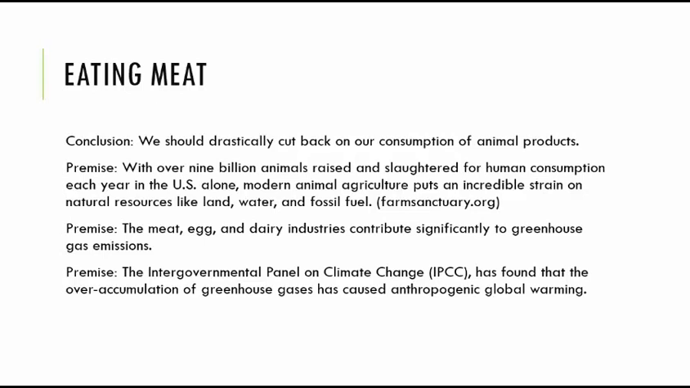So I've decided that I'm going to argue that we should reduce our consumption of meat based on environmental reasons. I found a fact sheet from the Humane Society of the United States that tells me that factory farming has a major impact on climate change. The Humane Society presents evidence that the meat, egg, and dairy industries contribute significantly to greenhouse gas emissions. Okay. Now I need a premise about greenhouse gases contributing to climate change. Here's one from the same publication. The Intergovernmental Panel on Climate Change, the IPCC, has found that the overaccumulation of greenhouse gases has caused anthropogenic global warming. Now, go back and take a look at my first premise.